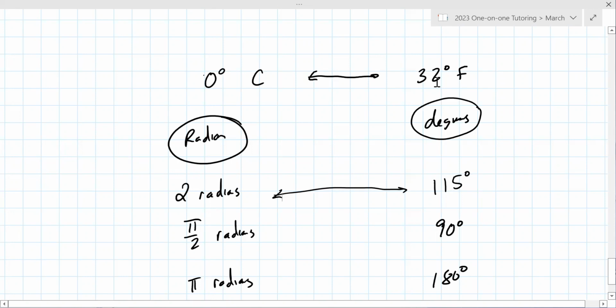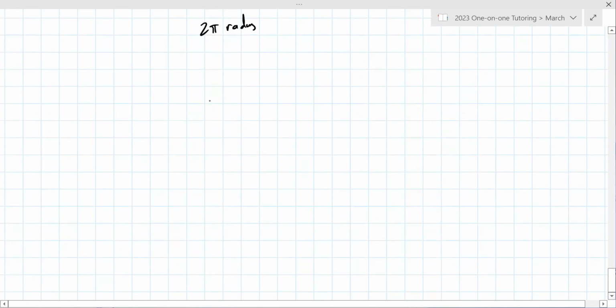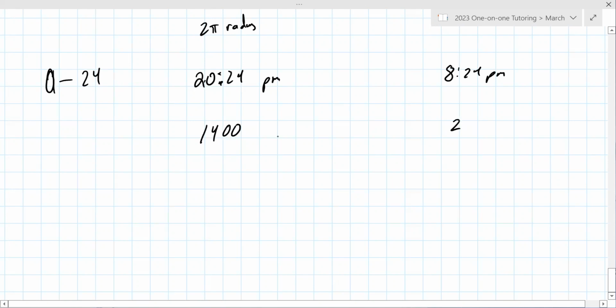So what you have to realize here is that these are totally the same. You ever met someone who's a military person, and you say, oh, it's 8:24 p.m. They say no, it's 20:24, because they're using military time. Military time goes from 0 to 24. And if you say let's meet at 2, they're going to say no, 1400, because that's 2 in the afternoon.